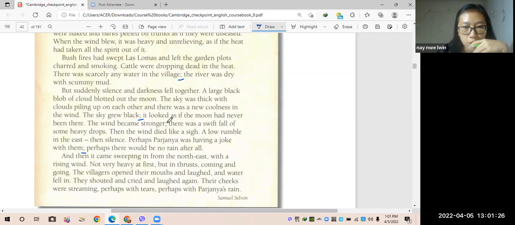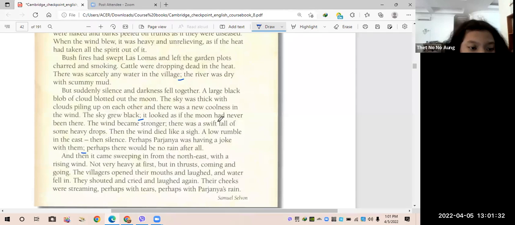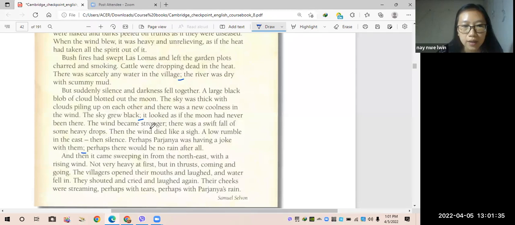Perhaps there will be no rain after all. So is that all? No, teacher, then the wind became stronger. Okay, the wind became stronger.